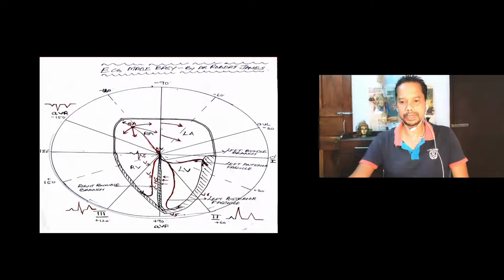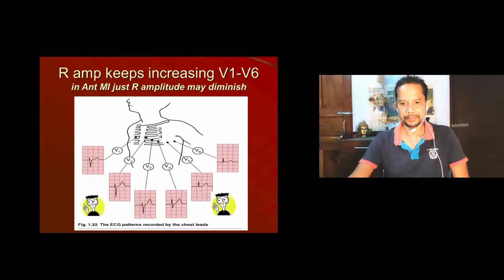So transition zones we discussed, and this is a normal transition zone. The R wave becomes taller than the S wave between V3 and V4. Supposing this patient develops a left ventricular MI, a lateral wall MI, or apical MI, then the amplitude of these dominating left ventricular forces in V5, V6 will decrease.